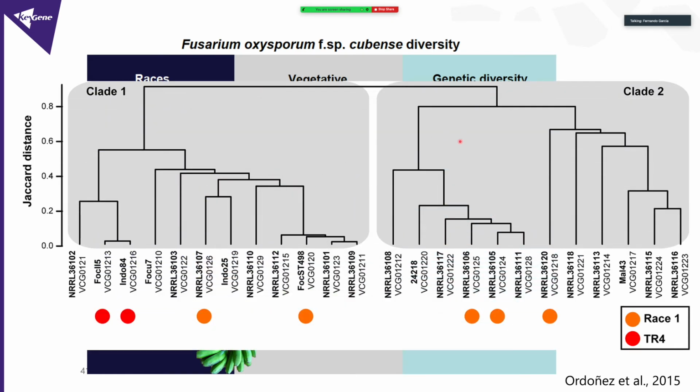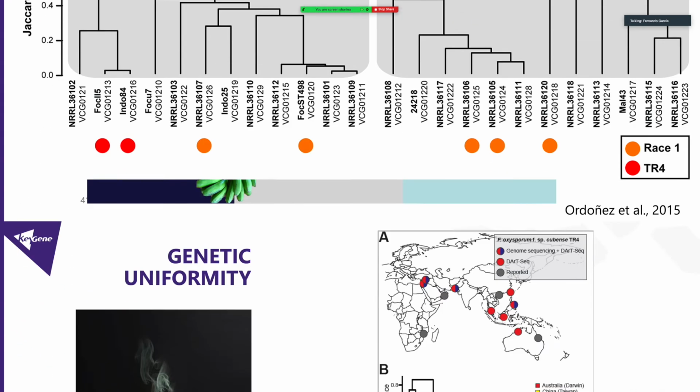Here it's only for you to see there are usually two clades in the Fusarium. In many studies, these two clades are conserved. But as you can see here, again, race 1 is distributed in both clades. They are not really related, but the tropical race 4 is always just one.